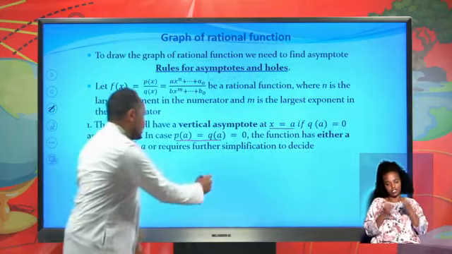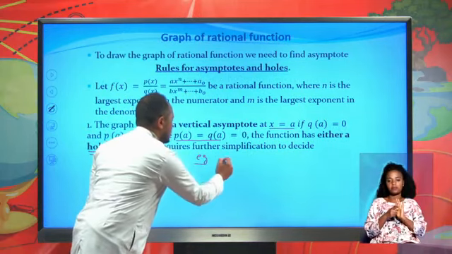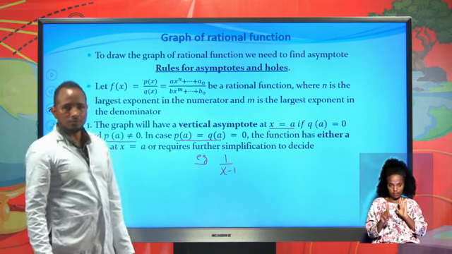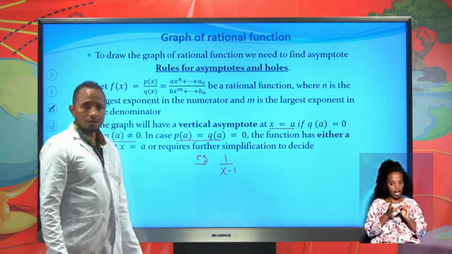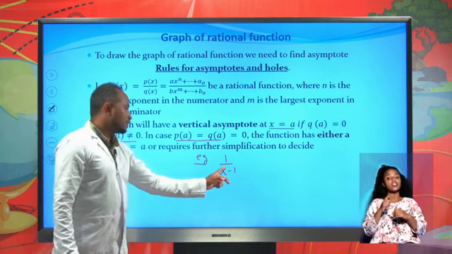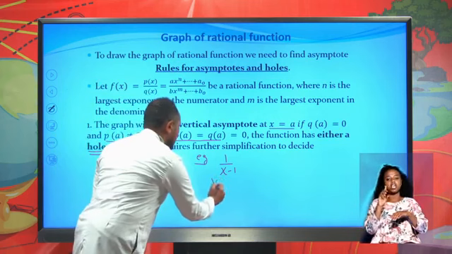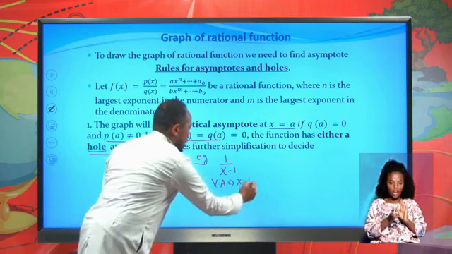For example, if you have 1 over x minus 1, the vertical asymptote for this expression will be x equals 1, because the value of x that makes the denominator 0 is 1. This number cannot make the numerator 0. So the vertical asymptote is x equals 1.